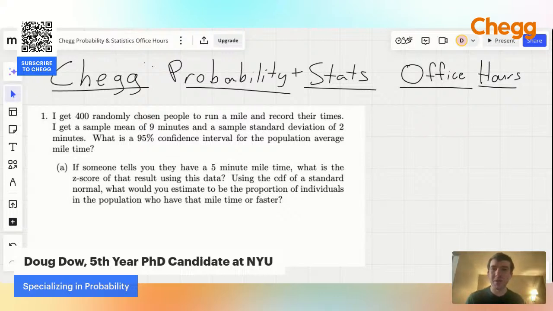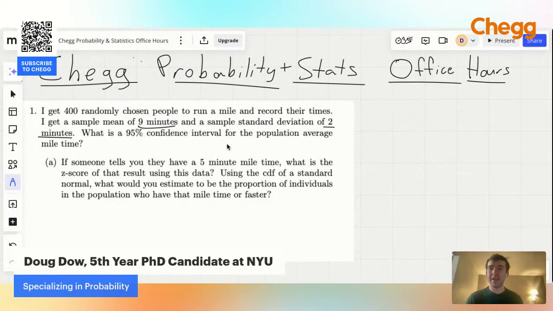I thought to get us started, we would start with a statistics problem. So here is a statistics problem. I'm gonna read it out. You all can follow along at home. So the problem is, let's say I randomly get 400 people to run a mile, and I record their times. I get a sample mean of 9 minutes and a sample standard deviation of 2 minutes. What's a 95% confidence interval for the population average mile time?